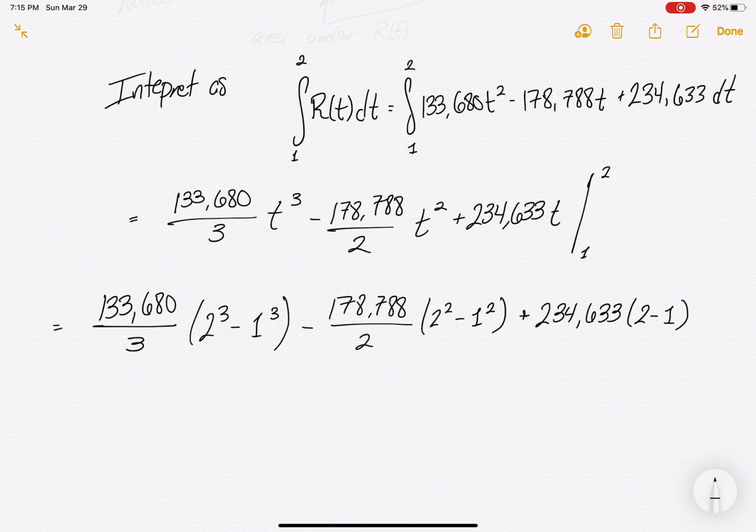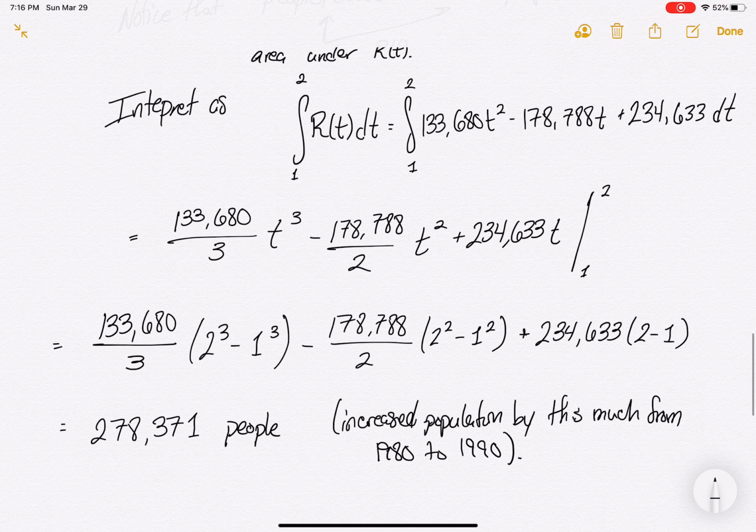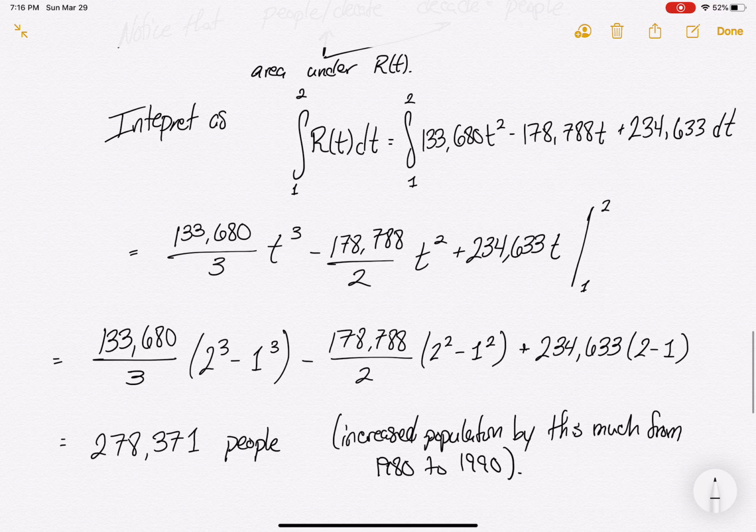And if you go ahead and calculate that out, we get that the population increased by 278,371. What are my units? Well, that's the whole point of this. The units is people. So that means we increased population by this much from 1980 to 1990. So that's how you can apply these definite integrals to applied problems instead.